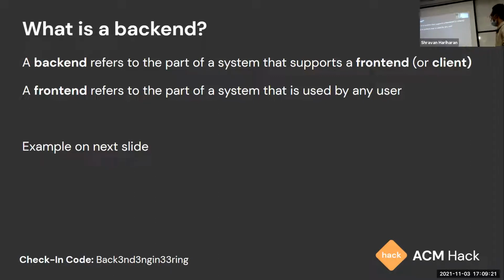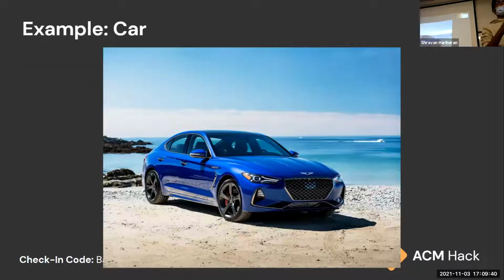This is also referred to as a client, but basically the front end of any system is the part the user is interacting with, using data with, or really touching. To go over a clear example of what a backend and a front end are, we're going to be looking at a car. So this is a car. It's a very nice car on the beach. I don't know how it's not stuck in the sand or anything, but this is a car.